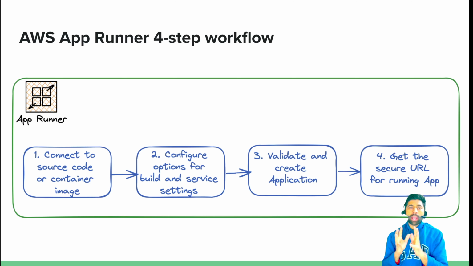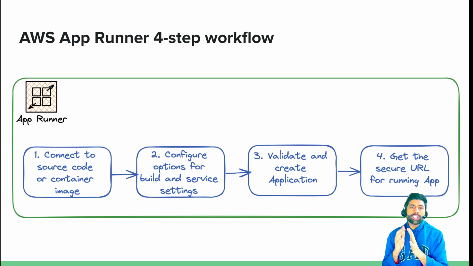So how does the App Runner four-step workflow look? There are four key steps to follow in App Runner in order to deploy your application. First, you connect to the source code or container image. This means that you provide either the repository URL of your code base or the registry link to the service.